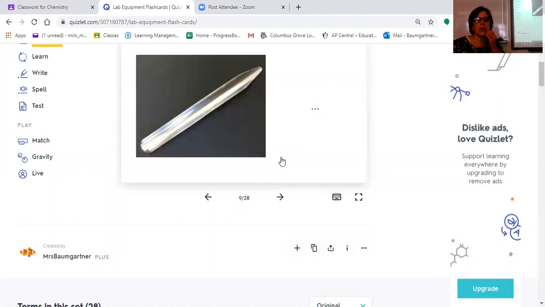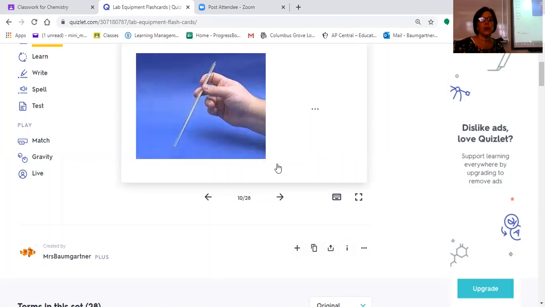Chemical scoop. It's like if you've ever taken a piece of paper and bent it so you can pour stuff. That's what the chemical scoop does. We use it for powders. So if you're in a chemistry lab where you have powders, you'll use a chemical scoop. Stir rod lets us stir stuff. Easy peasy.